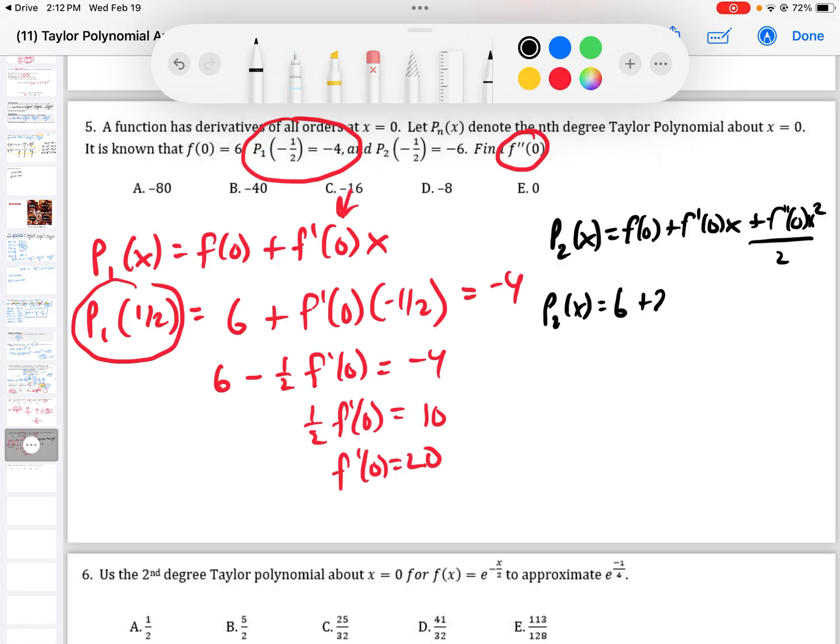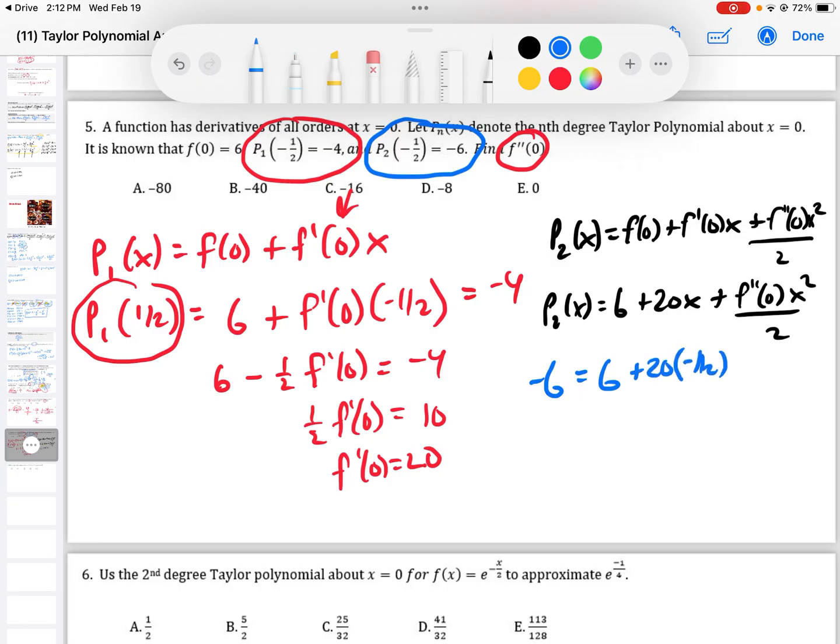I know f of 0 is equal to 6. The first derivative is 20. The second derivative is what I'm trying to find. So now I use this information right here that if I plug in negative 1/2 for x, I should get negative 6. So negative 6 is equal to 6 plus 20 times negative 1/2 plus the second derivative at 0 times negative 1/2 squared, which is 1/4, all over 2. We've got to solve that for the second derivative at 0.